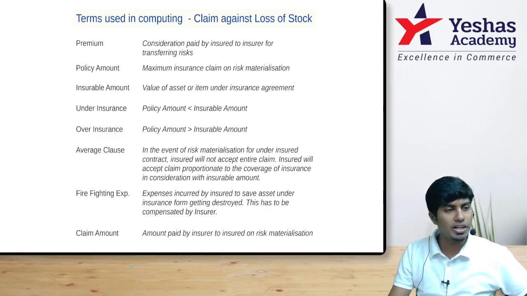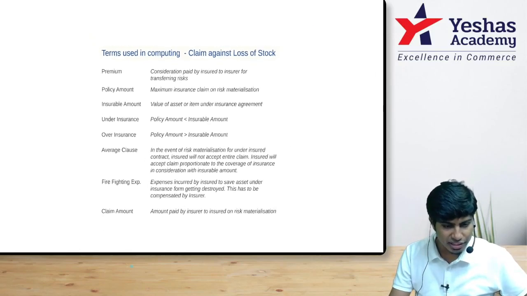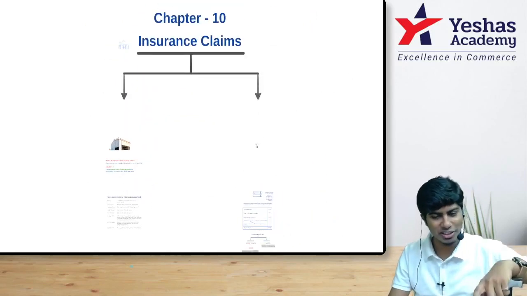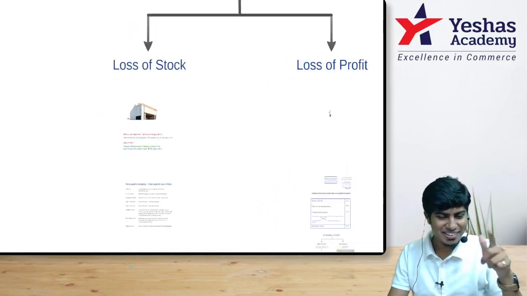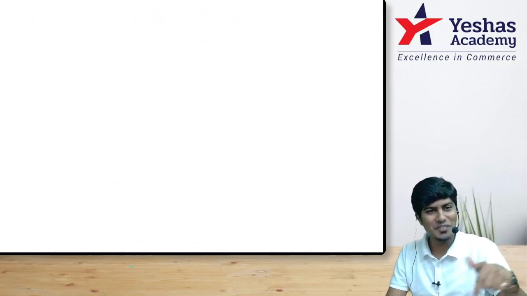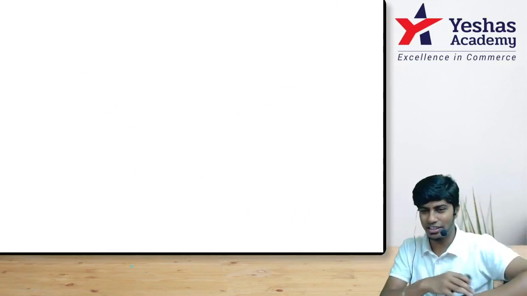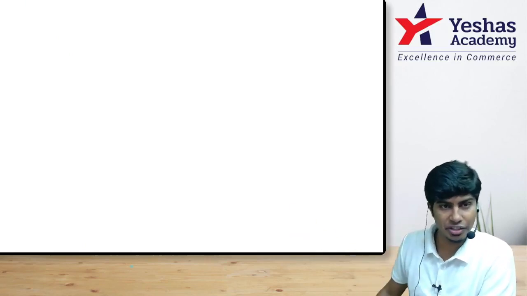There are certain important terms that you need to know in insurance claims. We'll discuss these a little later. Actually, that's not what we should discuss first. Insurance claims are of two types: one is loss of stock, one is loss of profit. So we should discuss loss of stock first. I told you, no animation. I have to change the slide order a little. I'll do that next time, by the time we revise the entire syllabus, by the last day of our batch.